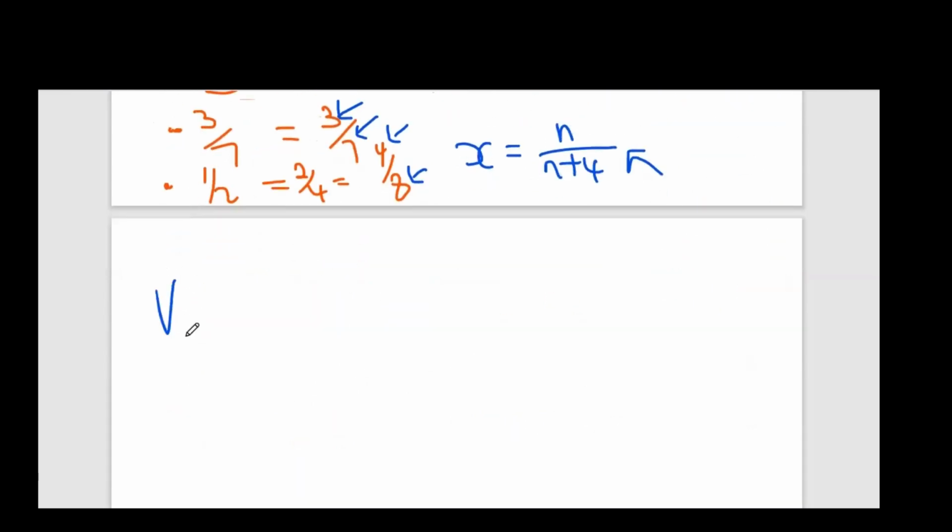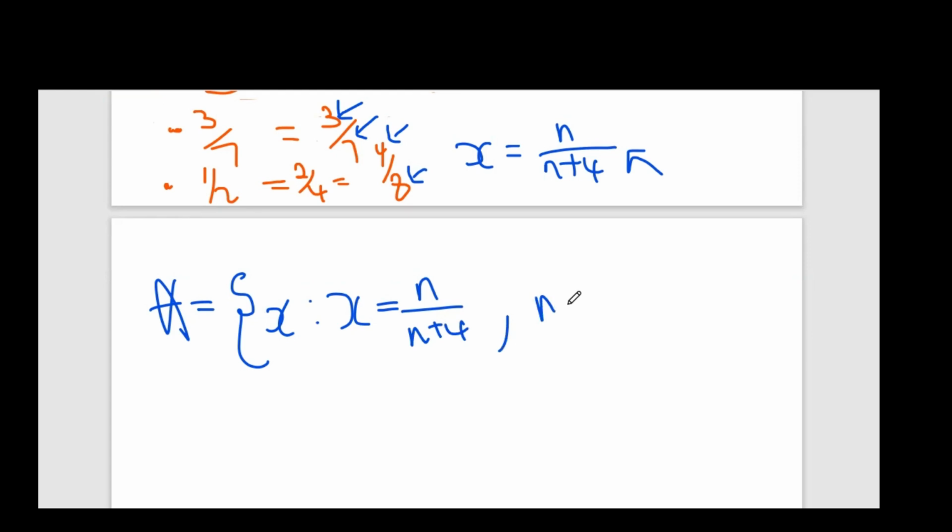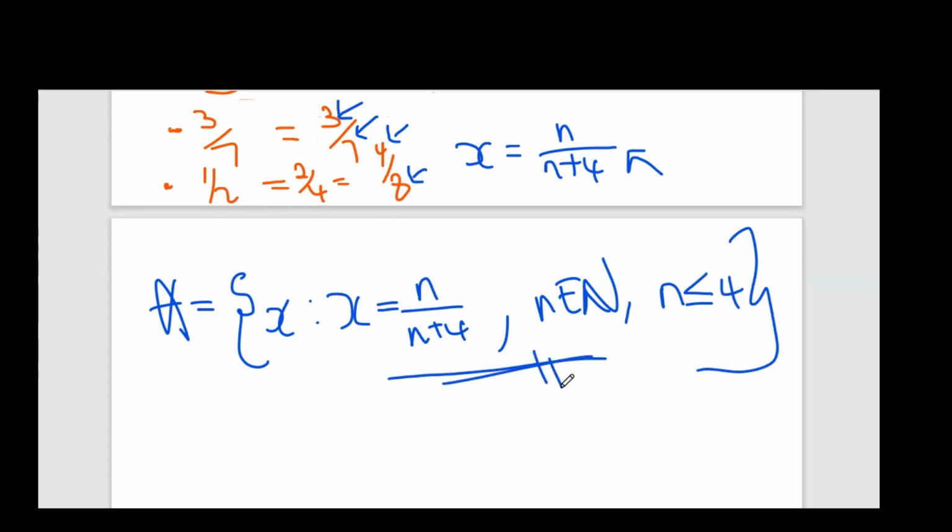So you're going to say my A is therefore equal to the set of x such that x is equal to n over n plus 4, and this n is a member of the natural numbers. That's the first condition. And then the n should be less than or equal to 4, because the n's there are ending at 4. So this should be less than or equal to 4 like that, and then you close the bracket. So this here will be our set builder notation.